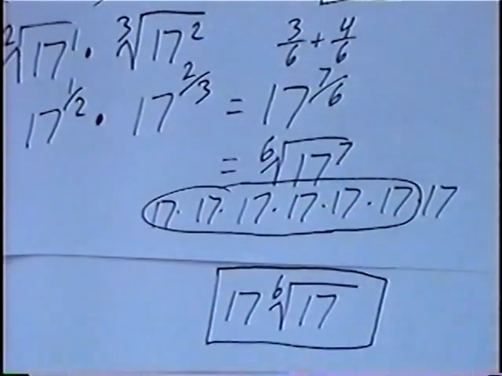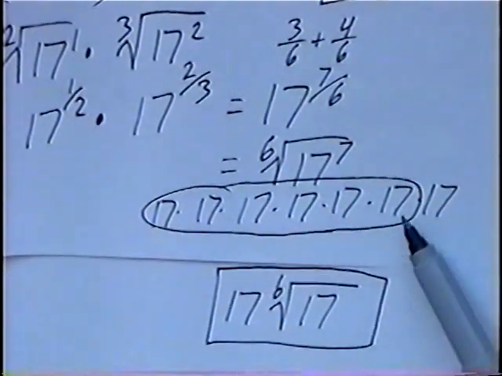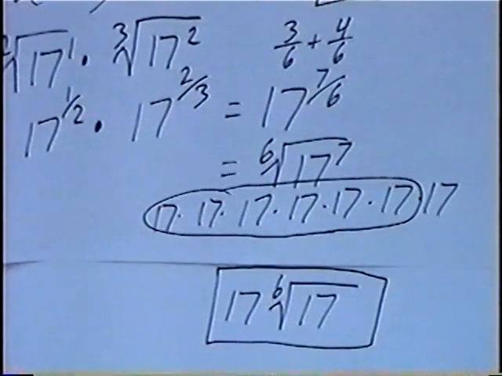And again, when you have improper fractions, where the numerator is bigger than the denominator, you can always take out at least one pair to simplify in radical form.